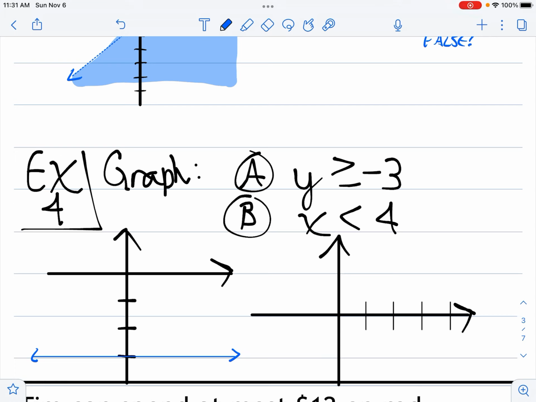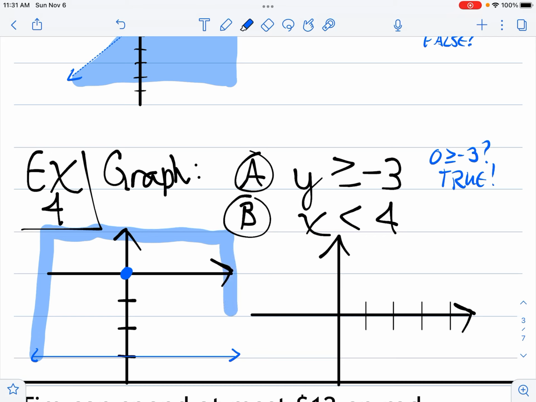Okay, I can still test if 0, 0 is a solution or not. So if 0, 0 is a solution, then the question is 0 greater than or equal to -3? And that is true. So I'm going to shade above my boundary line. I'm going to shade all this region or half plane above the line, just like so.